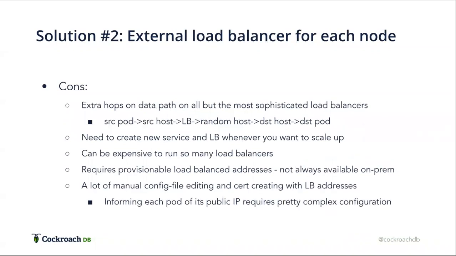There are some problems with this, of course, most particularly in how hard it is to configure, and the fact that it adds some extra overhead on the data path, so it can be a little lower performing than things like the previous solution. Because on all but the most sophisticated load balancers, when you send a packet to that load balanced IP address, the load balancer will just forward it to any random host in the other Kubernetes cluster. And then that other host is going to have to look up where the pod is actually running and forward the packet to that host where the pod is actually running.